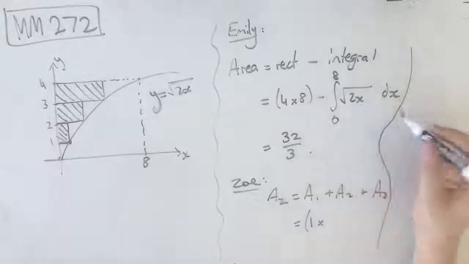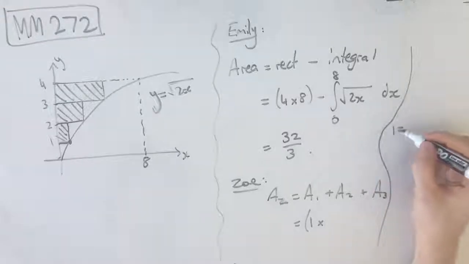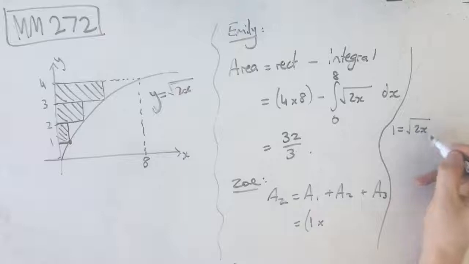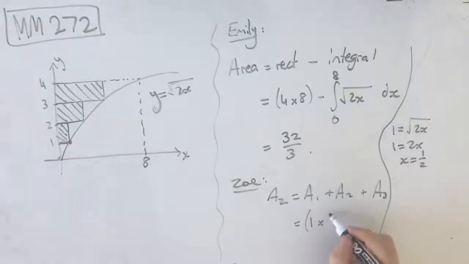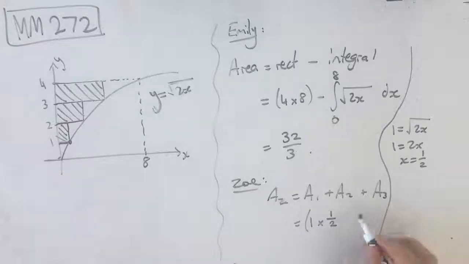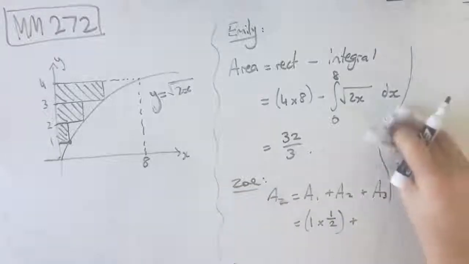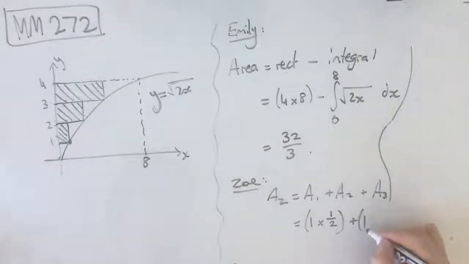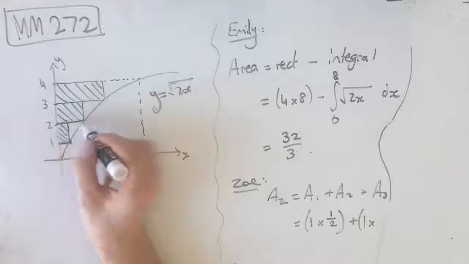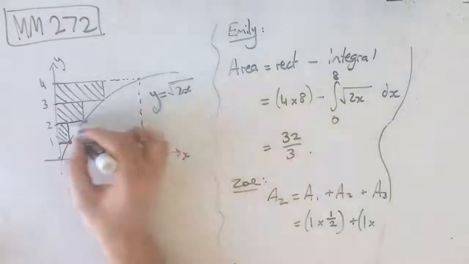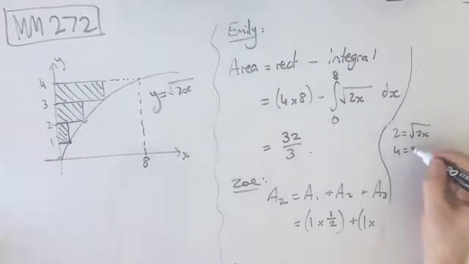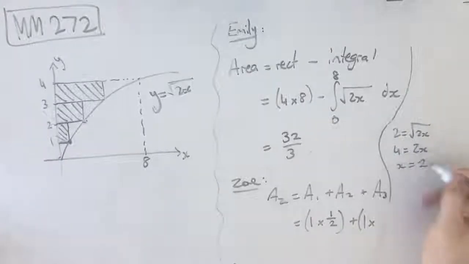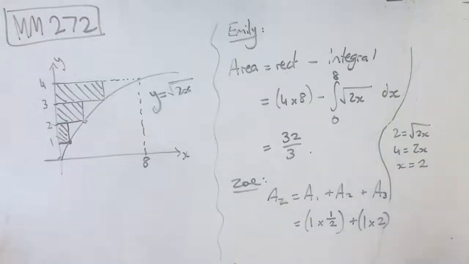We know that our function is root 2x. We know that our y value is 1, which means 1 equals root 2x, so x equals 1/2, which means that our width at this point is going to be 1/2. Our second area, again, the height is 1, but our width is going to be our x value of this function at y equals 2. So 2 equals root 2x, square that is 4, 2x, x equals 2. Awesome. So our width for that one is 2.